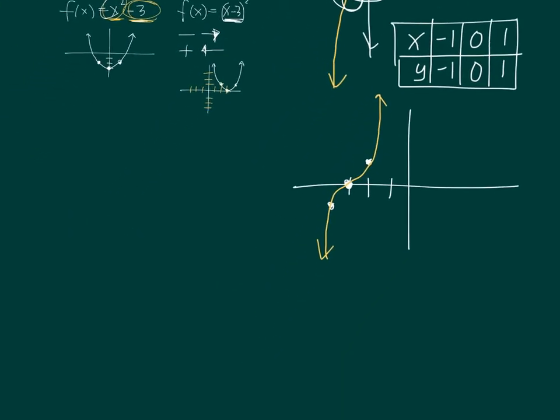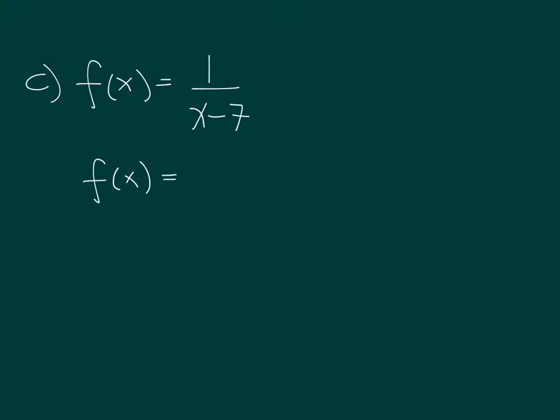Okay, now let's take a look at another type of function, and that actually is our letter C. f(x) is equal to 1 over (x - 7). So first thing to do, identify the basic function where this is coming from. It's coming from 1 over x.